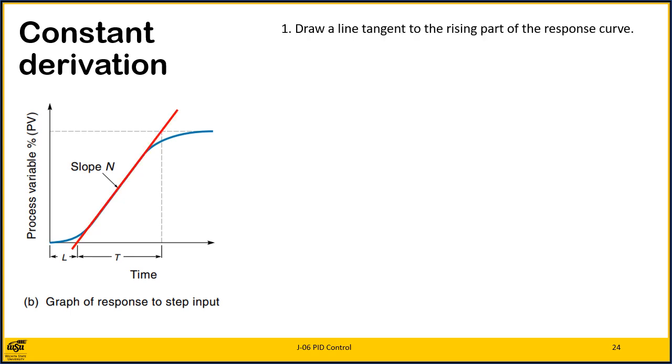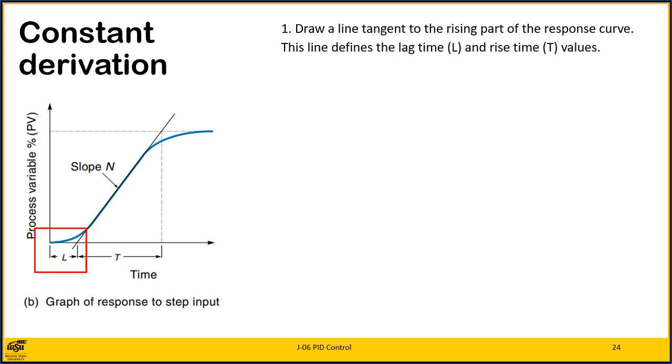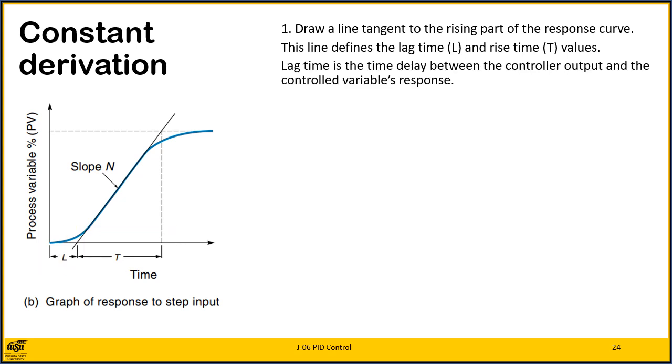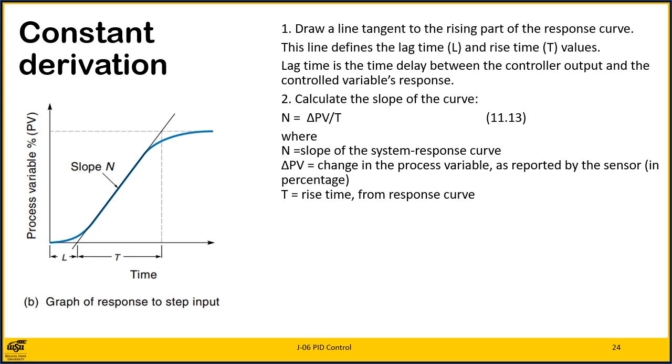So first, draw a line tangent to the rising part of the response curve. This line defines the lag time L and the rise time T. Lag time is the time delay between the controller output and the control variable's response. Step 2, calculate the slope of the curve. N is equal to delta PV over T, where N is the slope of the system response curve. Delta PV is the change in the process variable as reported by the sensor in percentage, and T is the rise time from the response curve.